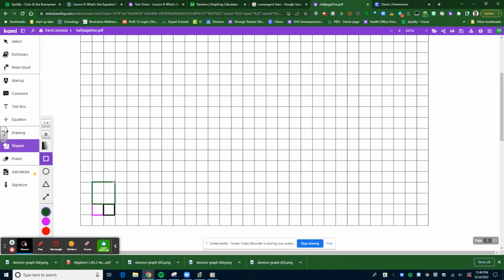Okay. So different color. Let's go red. So 3 by 3.